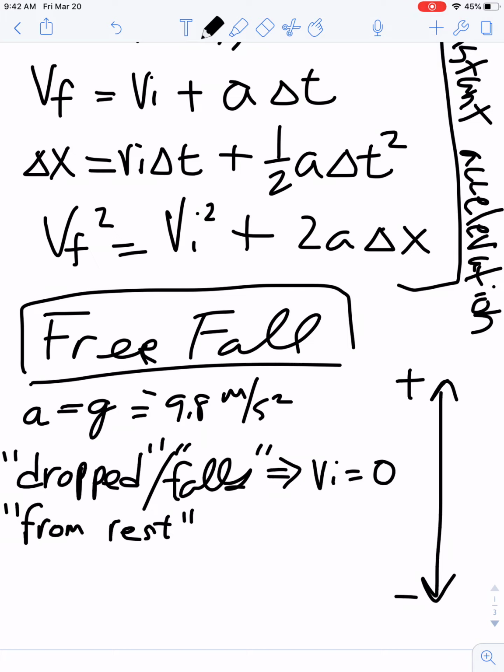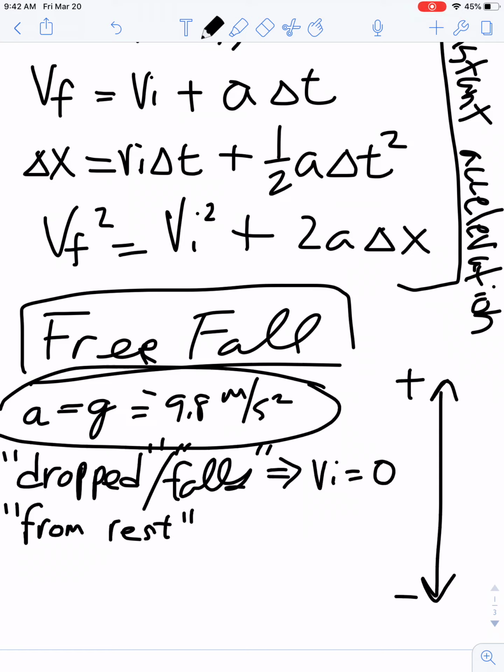The second thing to keep in mind is that, I'll just circle it right here, right? a is equal to g, which is equal to negative 9.8. So for every free fall problem on Earth, you already know acceleration, right? That is a ubiquitous, always given value.